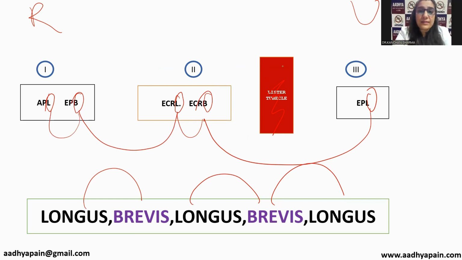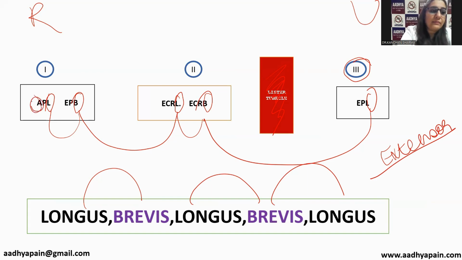Now, what is important is, if this is the Lister's tubercle, you just remember one tendon. So on the third tendon, you have a longus. And since this is the extensor compartment, the name of all the tendons is going to be extensor, right? So this extensor word will be there for all the tendons. Now there is a rule. One tendon is going to be the alien one, and this will be the radial most tendon. So everything is extensor except one tendon, which is an alien.